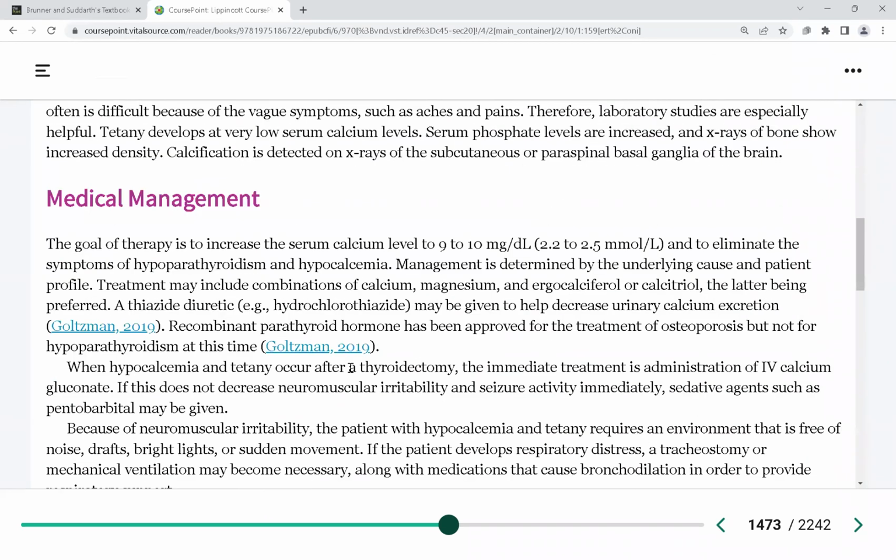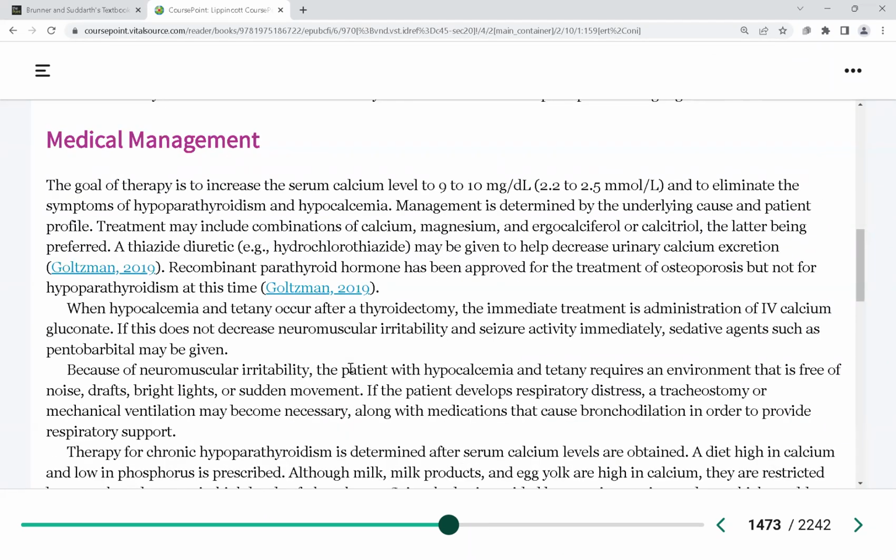Okay. Treatment. So your calcium is low. So what do we do? Give calcium. We give calcium. Very good. What is always given with calcium to promote absorption? Vitamin D. Very good. Now let's go to the vitamin D.